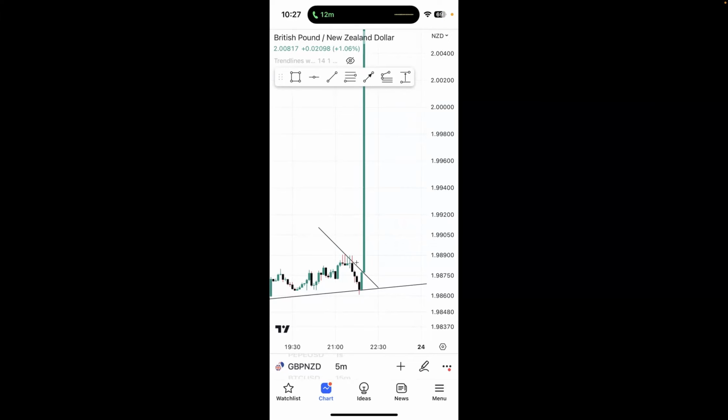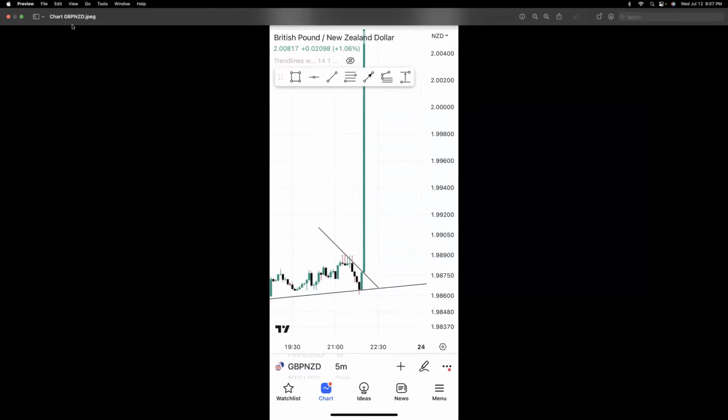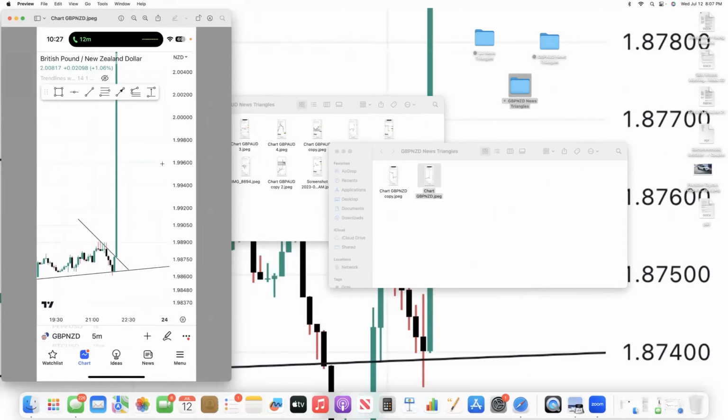I'll be honest, I don't know anybody that's teaching this, because I probably would have come across it already within the last 6 years. So it's crazy, and you can really capitalize on this. As you can see, I've probably shown you 6 or 7 different charts of news releases that do the same pattern.